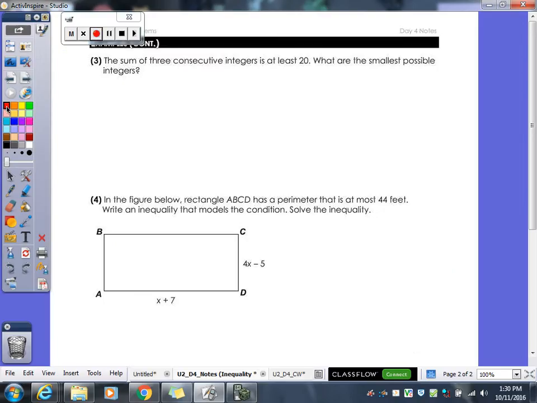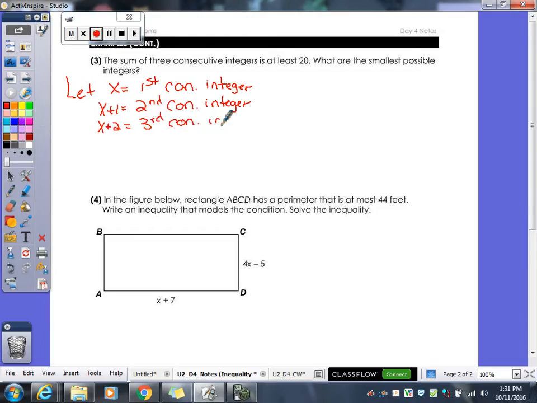Three consecutive integers. So you're going to have 3 let statements. Remember, start out with let x equal my first consecutive integer, and I'm going to abbreviate that. x plus 1 is my second consecutive integer, and x plus 2 is my third consecutive integer. I like to box in my let statement just to separate it from my problem.